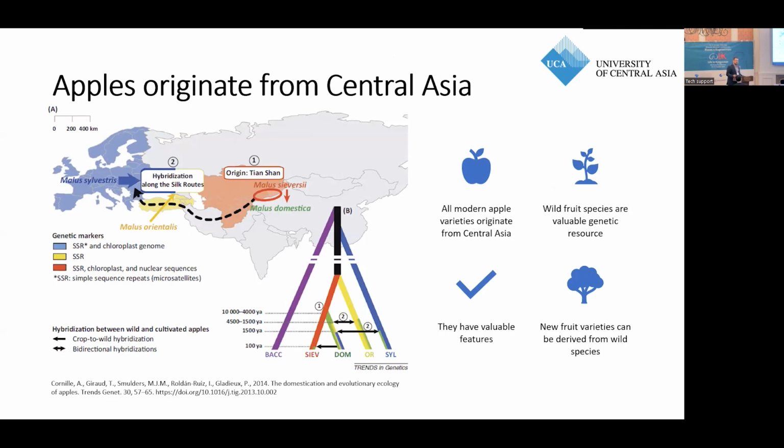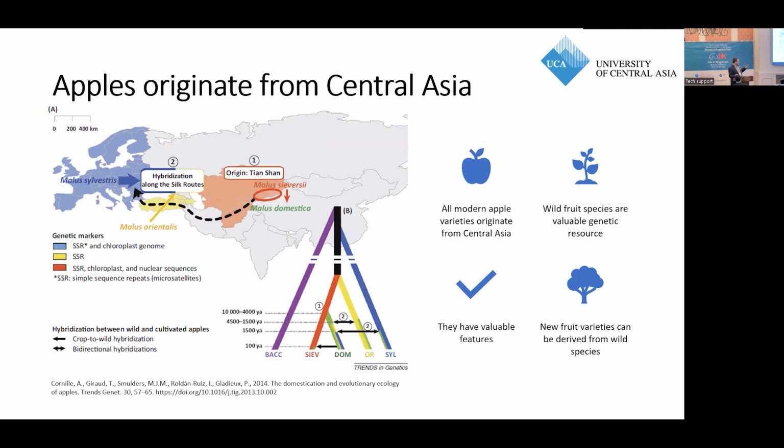The project is basically devoted to the conservation of wild fruit species in the south of Kyrgyzstan. If you know or not, all apples in the world originate from the Central Asian region, as well as tulips, which our colleagues from Fauna Flora International conduct a lot of research on. They also conduct a lot of research on apples as well.